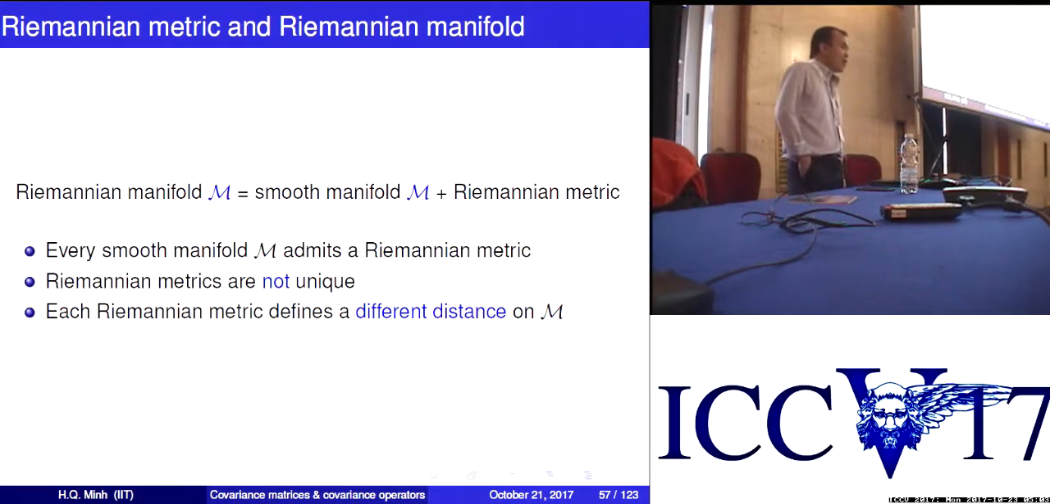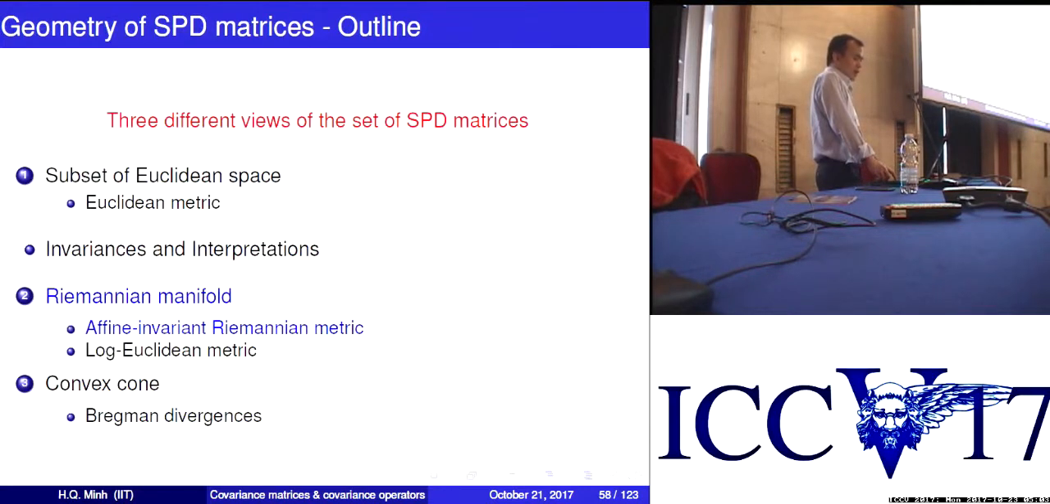Okay, so a Riemannian manifold has two components: a smooth manifold and a Riemannian metric. Every smooth manifold has a Riemannian metric, but these Riemannian metrics are not unique. And with each Riemannian metric, we can have a different notion of distance on M. So let's talk about the affine invariant metric and the log Euclidean metric.